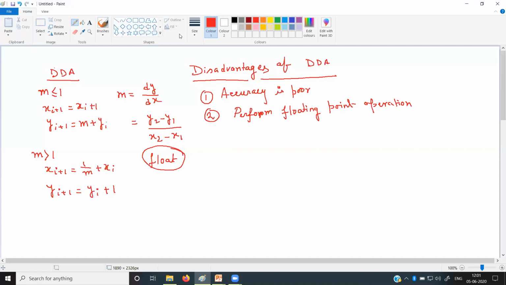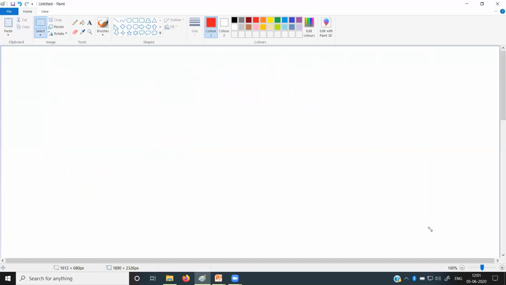Now next we will discuss the Bresenham line drawing algorithm. As in my previous class, I already showed you how to derive the equation, how to derive the error parameter for the Bresenham line drawing algorithm. So I'm just going in very brief over what equations there are for the Bresenham line drawing algorithm.